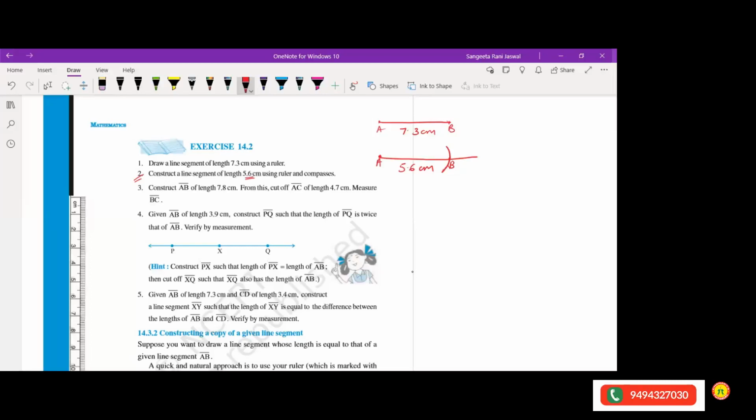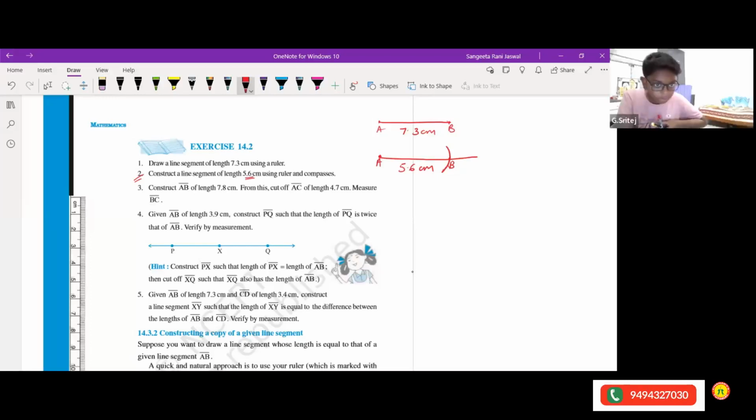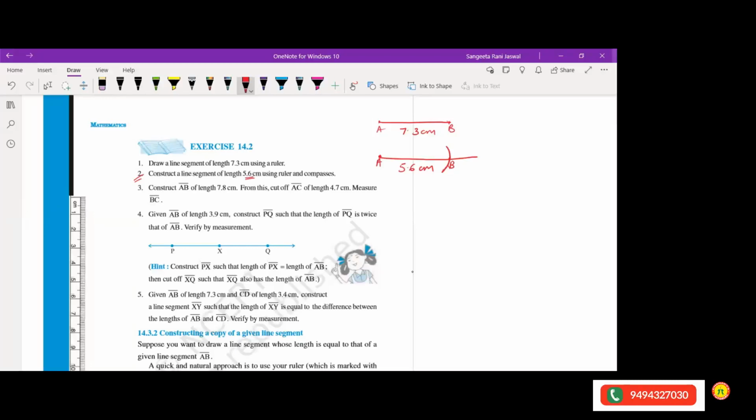Okay, let's see question number 3. What does this question say? I want somebody else to read the question now. Sritej, read question 3. Construct line segment AB of length 7.8 centimeters from this cutoff AC of length 4.7 centimeters. Measure BC. So first you construct a line segment of 7.8 centimeters. Wait. Make a line segment of 7.8 centimeters first, then I'll tell you what to do.